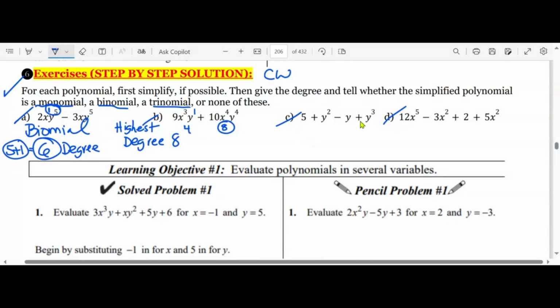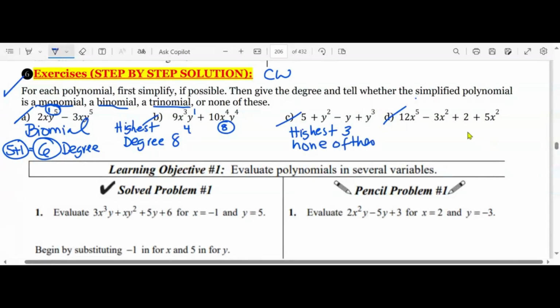Yalla, next one. What's the degree here? Highest degree? 3, teacher. 3. And identify the polynomial. Is it monomial, binomial, or trinomial? None of these, because we have 4 terms.